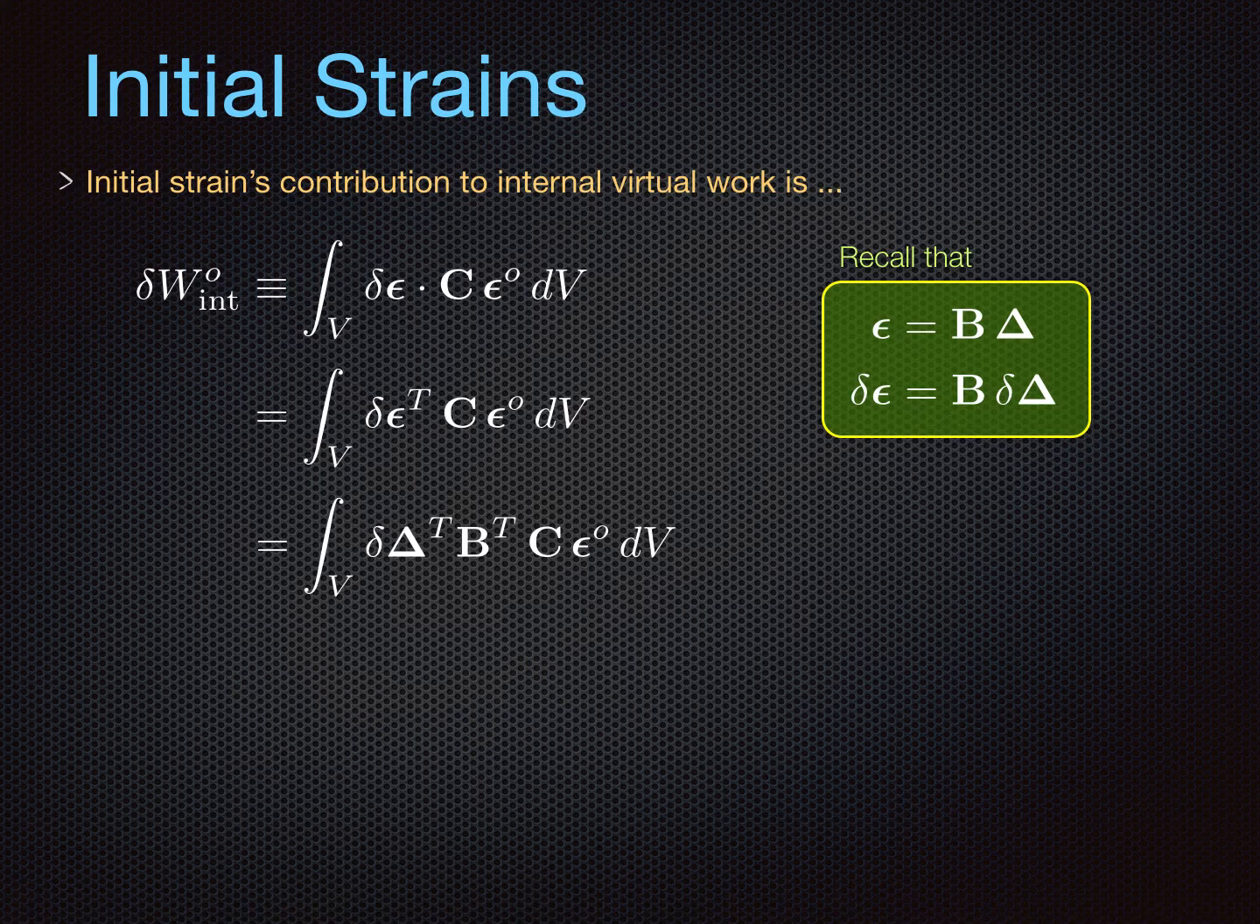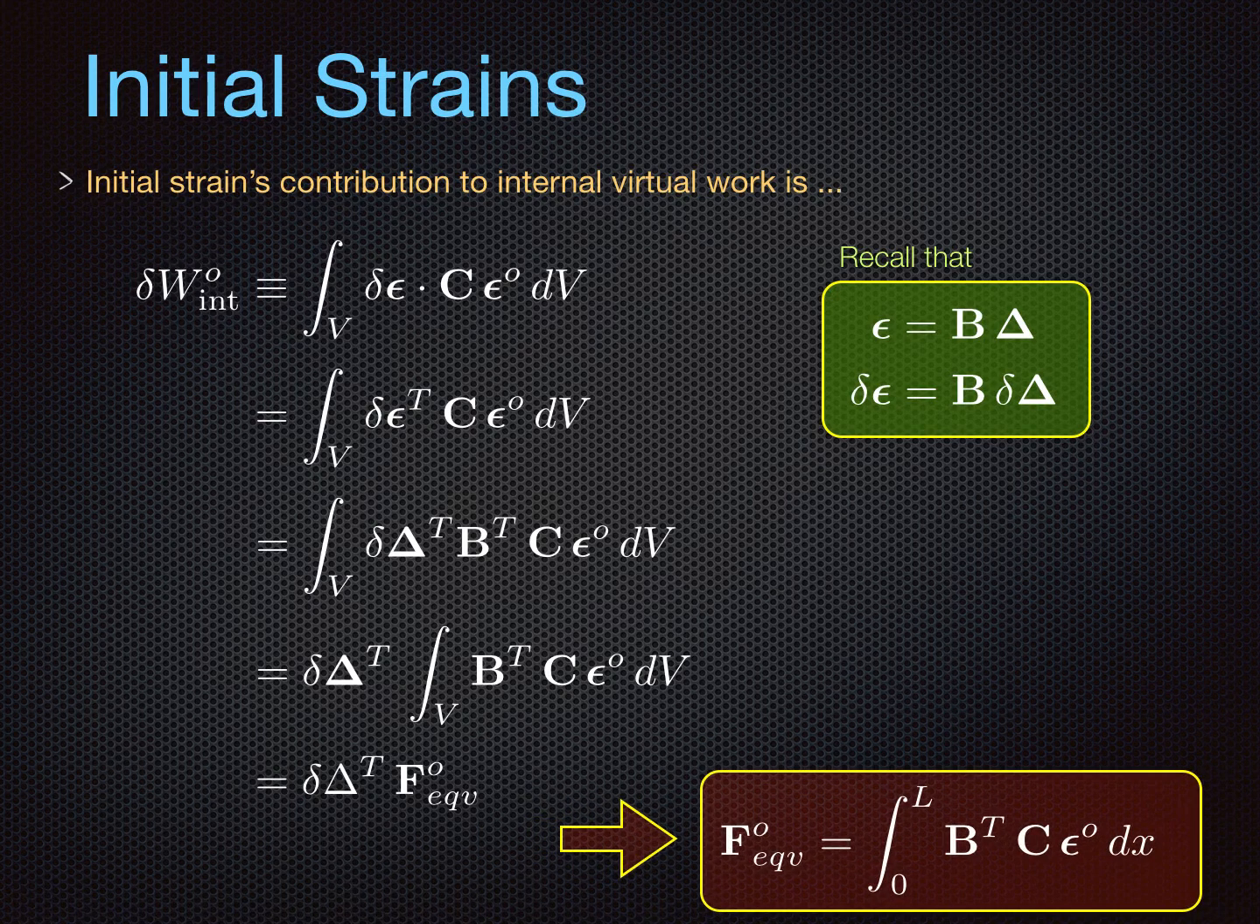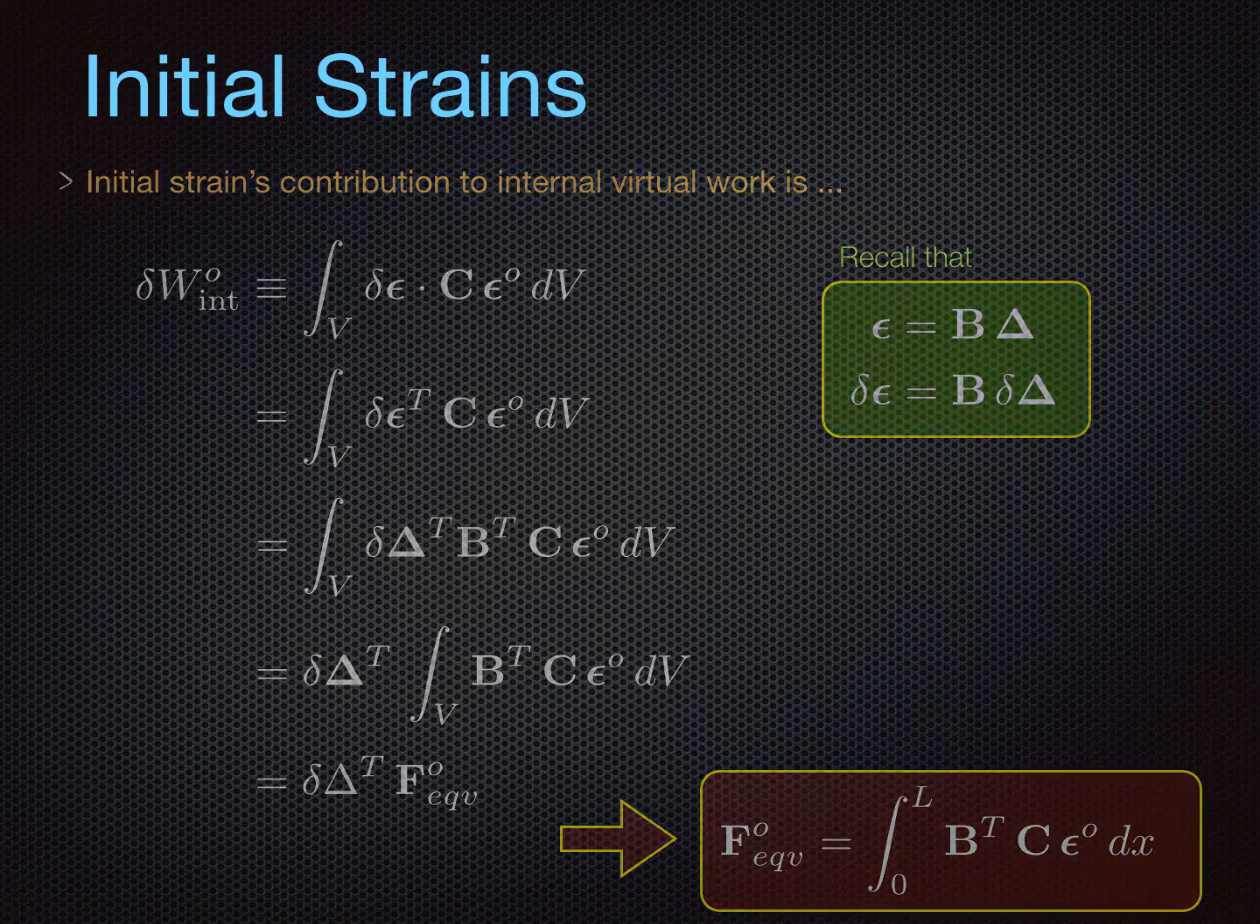I'll just plug that in and rewrite the del epsilon transpose as del delta transpose times B transpose, and move the del delta transpose outside and end up with this integral that I need to carry. And then this integral, if I carried it well, will be a properly sized vector of equivalent nodal loads due to this initial strain. And that should be computed from the context of whatever the problem is, and it's just an integral that we need to carry out.